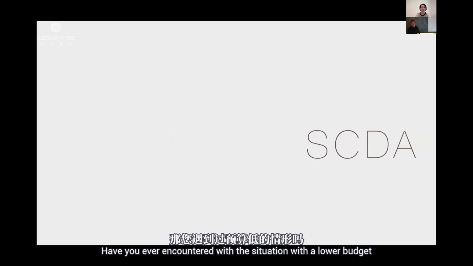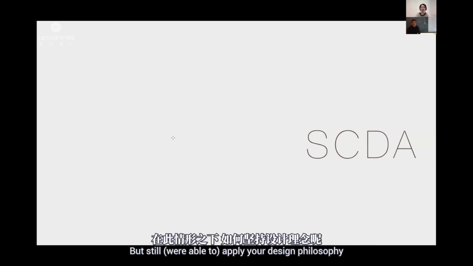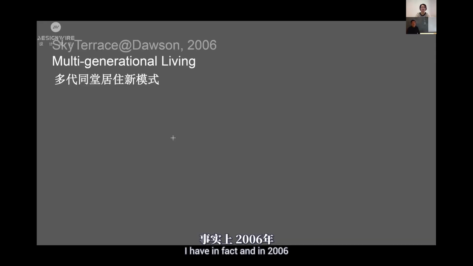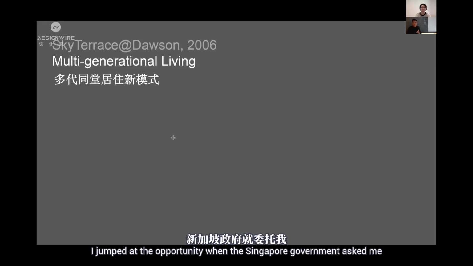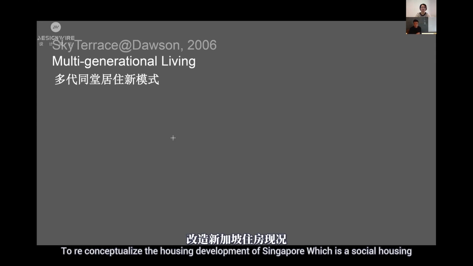And your name and design are very much linked with luxury residential projects. Have you ever encountered a situation with a lower budget, but still could apply your design philosophy? I have, in fact, and in 2006, I jumped at the opportunity when the Singapore government asked me to reconceptualize the housing development of Singapore, which is social housing.